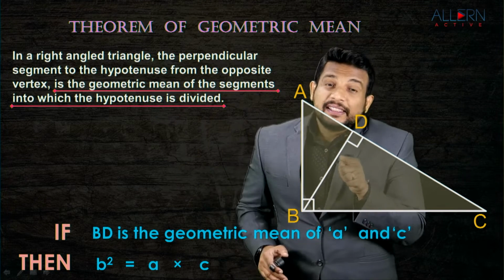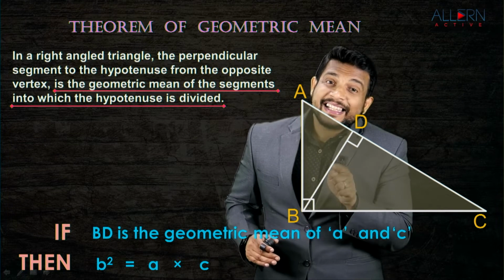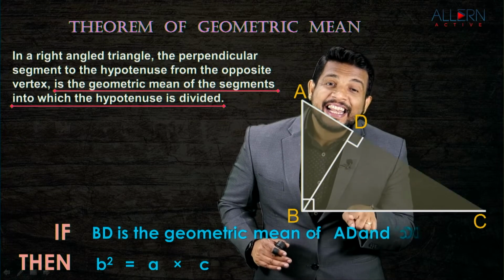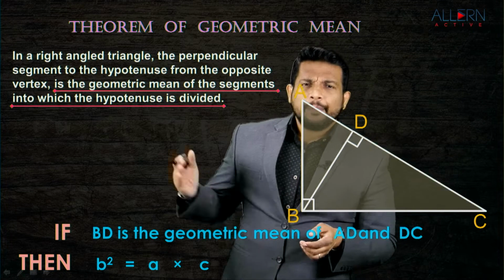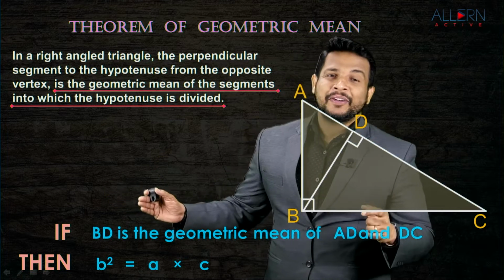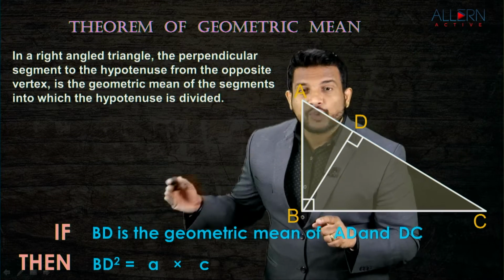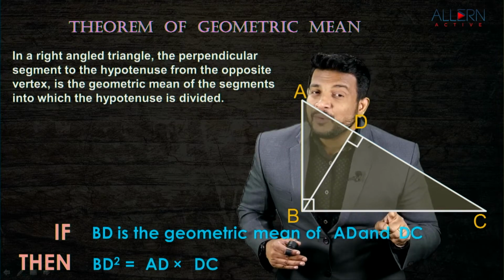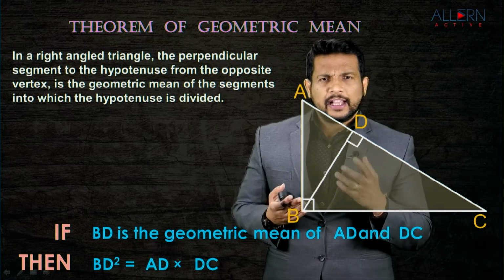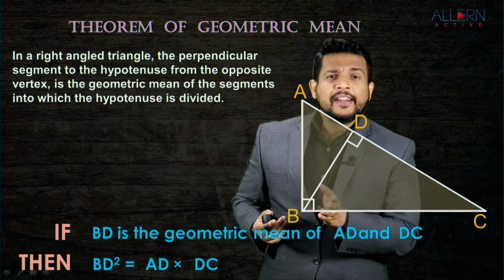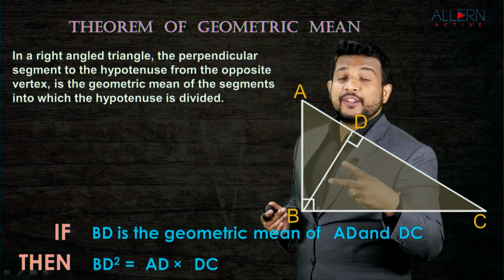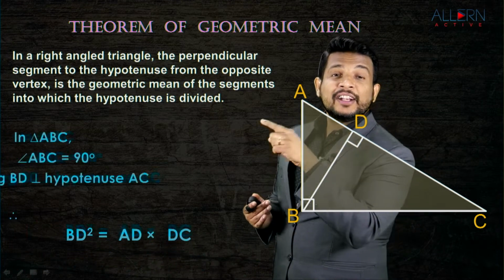They are saying that this segment, the perpendicular, is the geometric mean of AD and DC. So when I say that BD is the geometric mean of AD and DC, what do you mean by that? We have already understood. BD is the geometric mean of AD and DC. That means BD square is equal to AD into DC, and that is what the theorem says. So let's first understand, this theorem is applicable in a right angle triangle when there is a perpendicular drawn on the hypotenuse, and when we get that, the result is BD square is equal to AD into DC. That's the way we're going to present it.